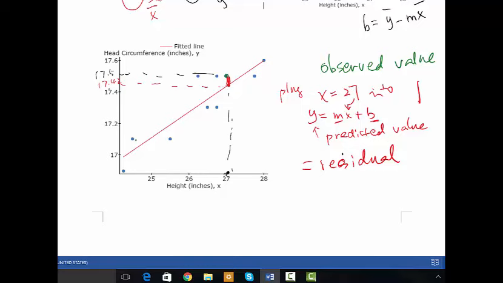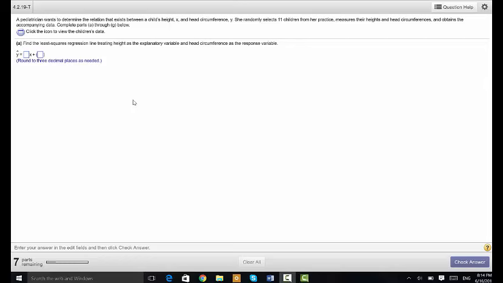Okay, so each point has a residual, right? Observed value minus expected value. That one, the observed value is smaller than the expected value, so that residual should be a negative value. That will be a positive value. This is also a negative residual, negative residual, negative residual, and so on. So least square regression is actually minimizing the residuals. Okay, so let's go back to StatCrunch and look at our real question.